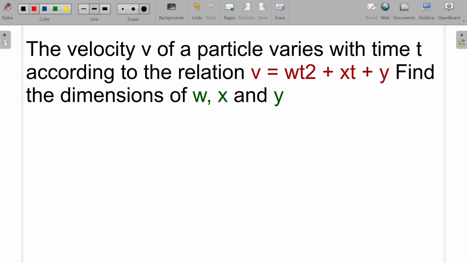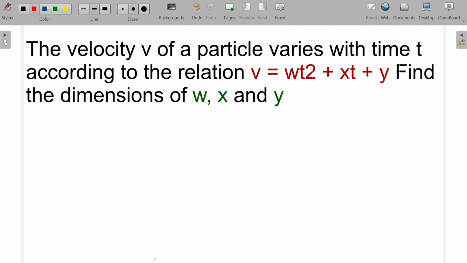So in order for us to find the dimensions of w, x, and y, we need to be equating each of them to v. So on the left hand side, we have v. To find the dimensions of w, we basically need to equate this whole expression to v. Again, to find the dimensions of x, we equate xt to v. And to find the dimensions of y, we're going to equate y to v. So let's start with the dimensions of w.